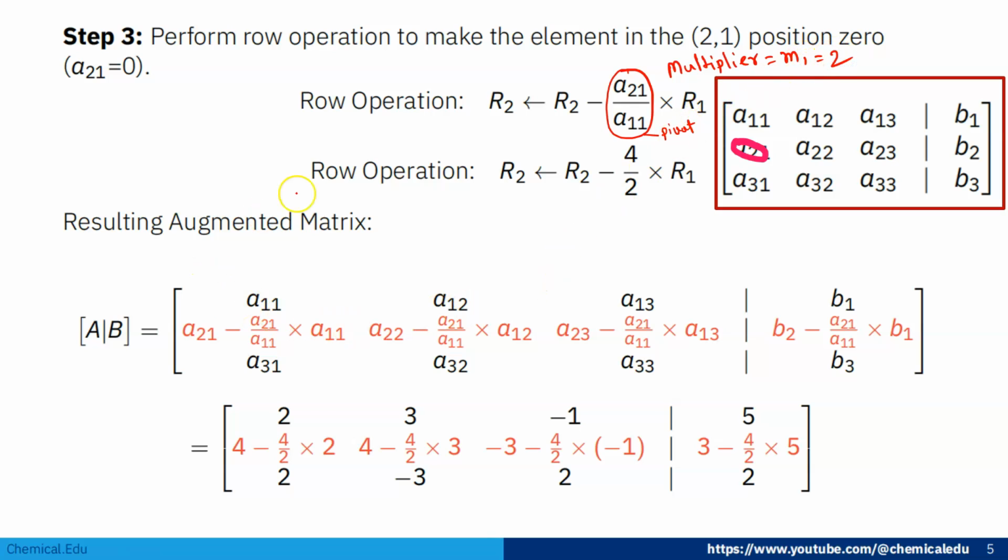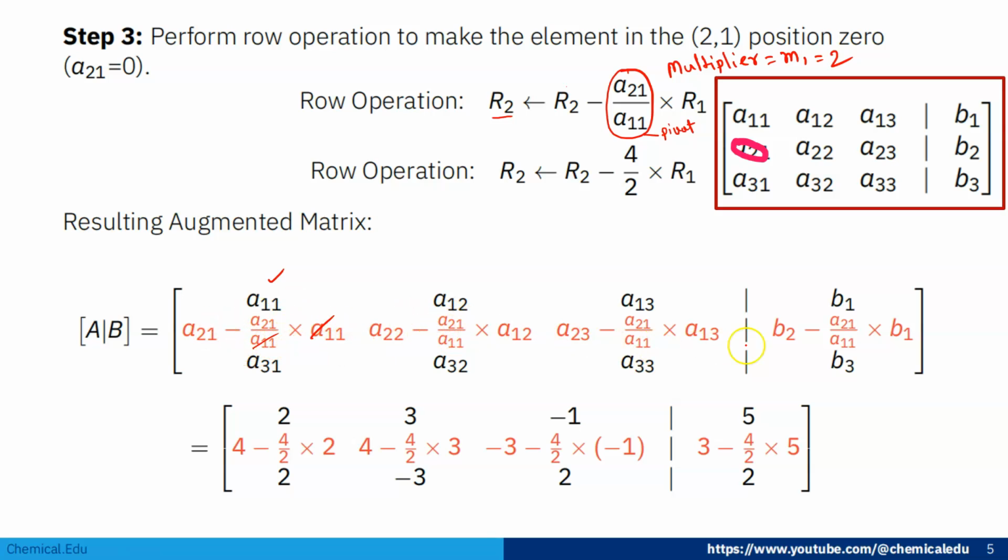Now we have to do the operation. New R2 will be obtained from R2 minus multiplier times R1. Here I am doing that operation. So a11, a12, a13, b1 will be as it is. Now we are going to make this element 0: a21 minus a21 by a11 into a11. Here a11 will cancel out and this becomes 0.